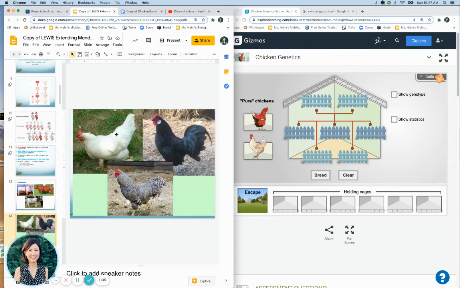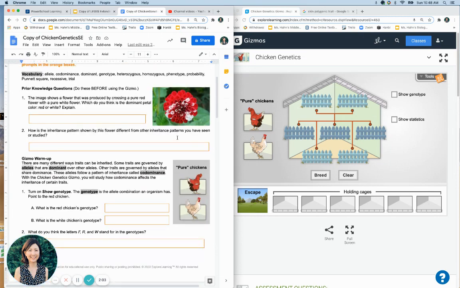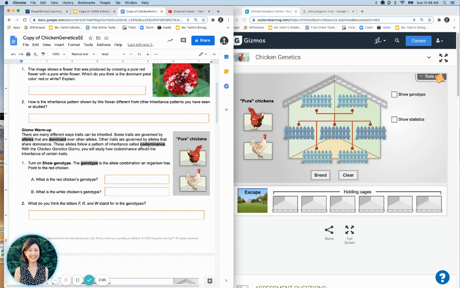Chickens also do that. So here we have black and white, and then this is black feathers and white feathers. So this is an example of codominance where they'll both show up. Okay, so on that note, we're going to do this lab, and you can see this flower right here, same thing. It's expressing both alleles, the red color and the white color. It's not blending them, and it's not hiding one. So go ahead and answer those questions.